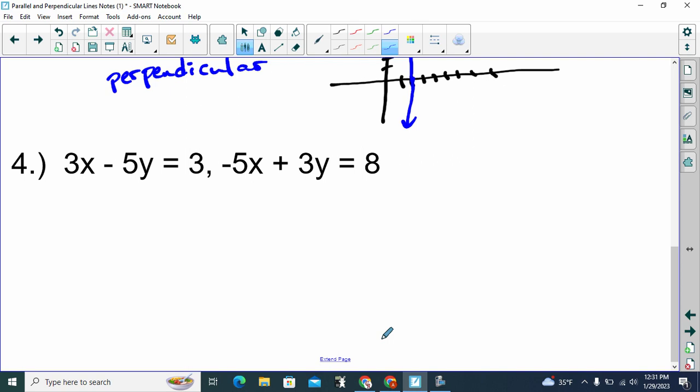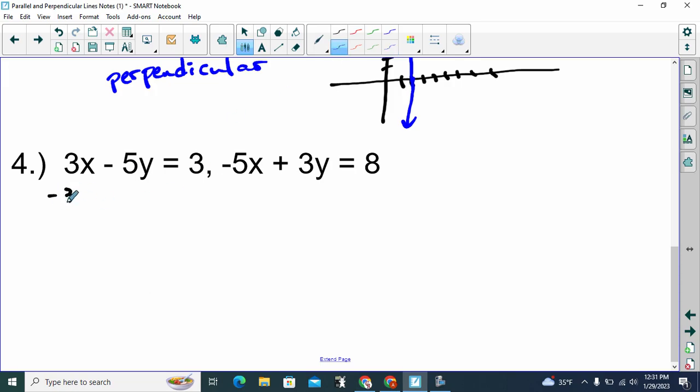Number 4, 3x minus 5y equals 3, and negative 5x plus 3y equals 8. Remember, we're comparing the slopes. This is not in slope-intercept form. It does not say y equals.